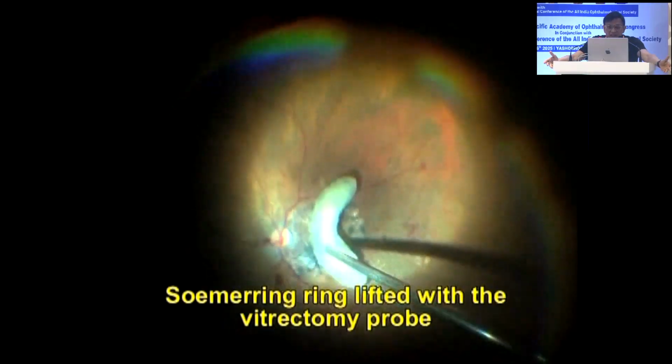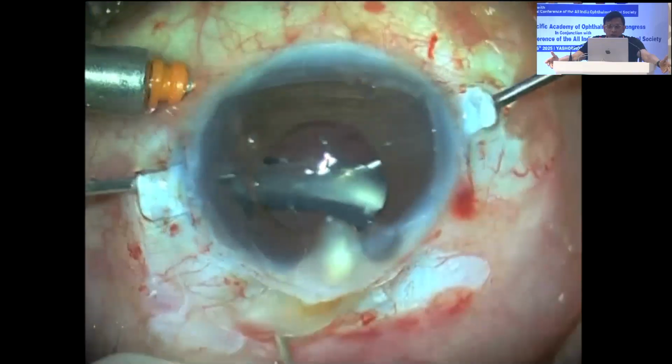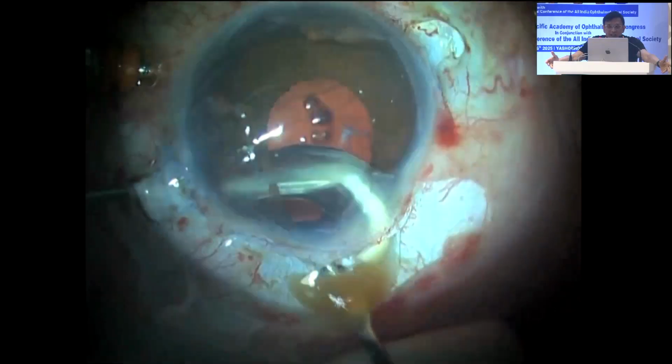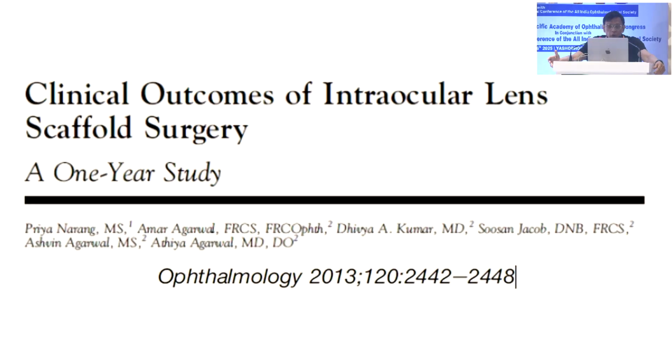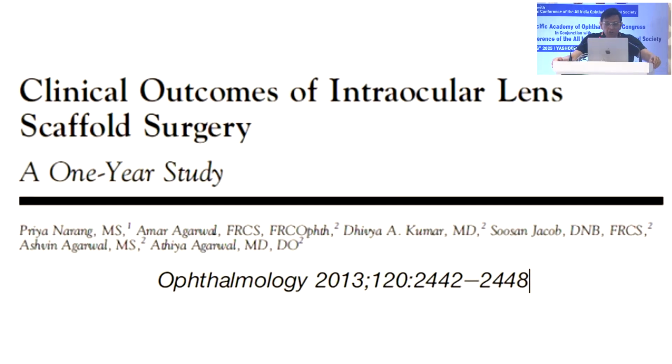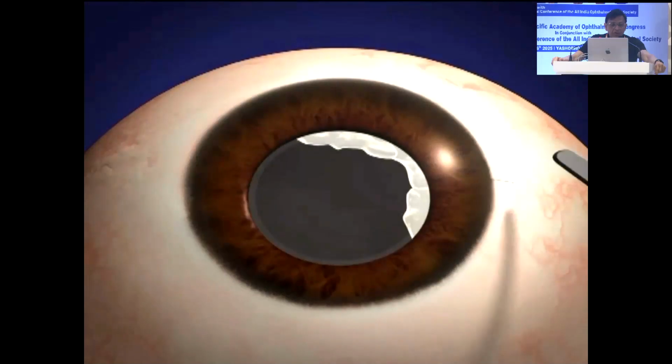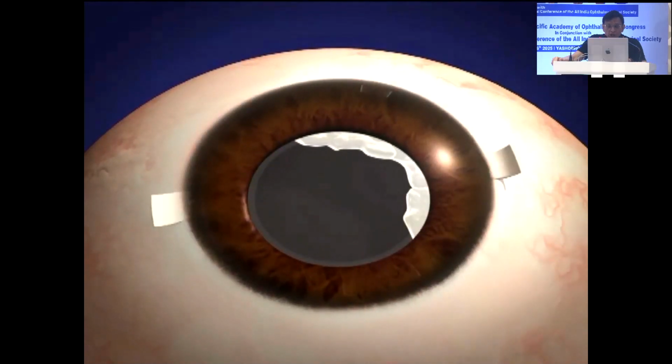See, in this case, the Soemmering ring has fallen down. I have to lift it and bring it out manually. It's a headache. Not that we cannot do it, but we can. So we published in 2013 the IOL scaffold technique. Now, we use the principle of the scaffold and the glued IOL, combine them together to solve the Soemmering ring in cases without capsule.